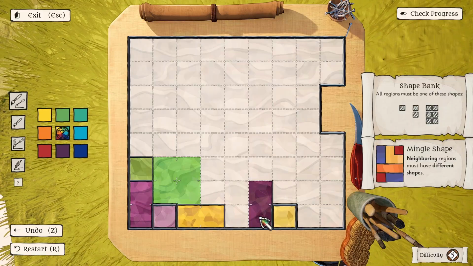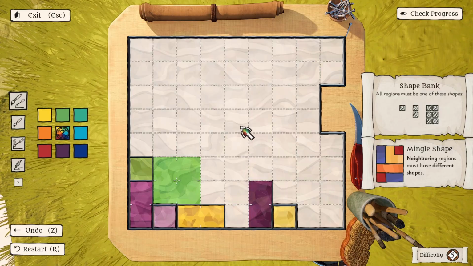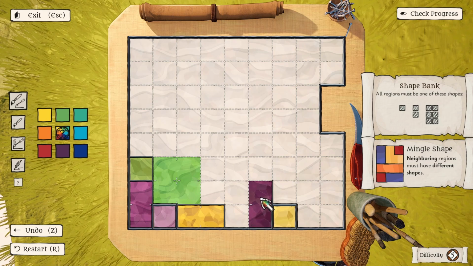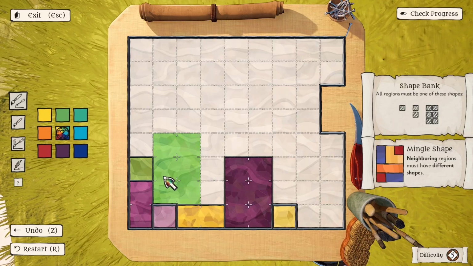If that's a 2, that's a 1. That makes this a rectangle, and it's next to that rectangle. So this is that. Which tells us this one goes that way.